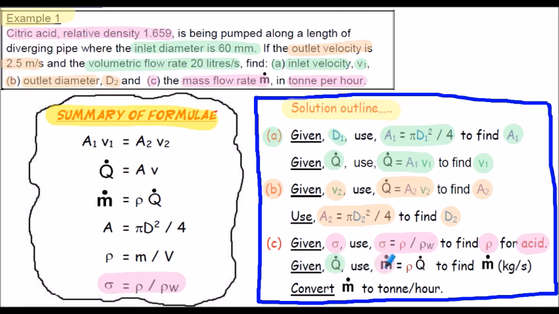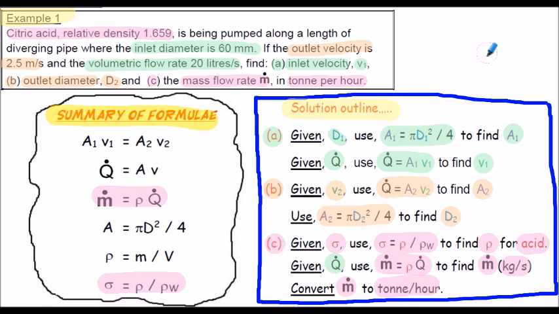We already know in the question we're given the volumetric flow rate Q dot, so using this equation m dot is equal to rho multiplied by Q dot, again extracted from the summary, we can calculate the value of the mass flow rate m dot, but that will be in kilograms per second. We will need to then finally convert m dot to tons per hour. We reviewed the conversion previously. So that's the solution to part C.